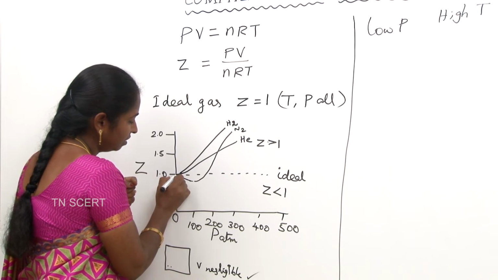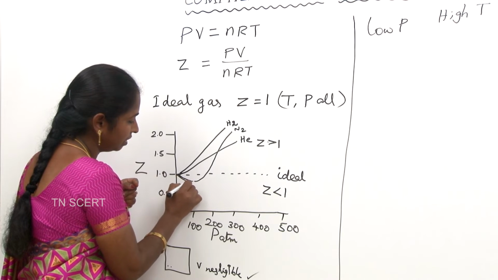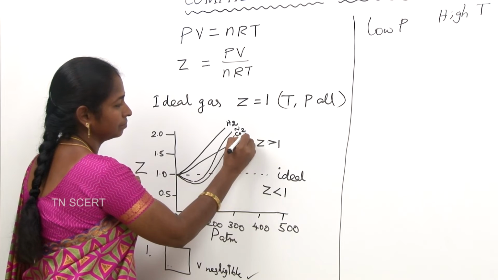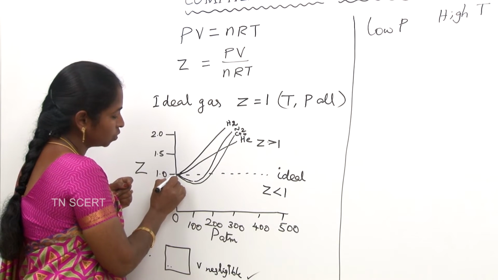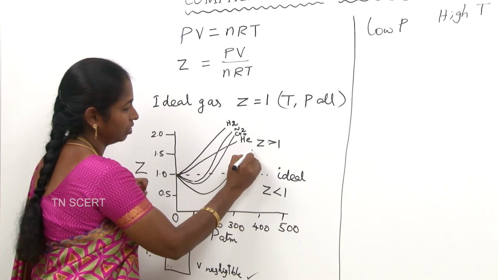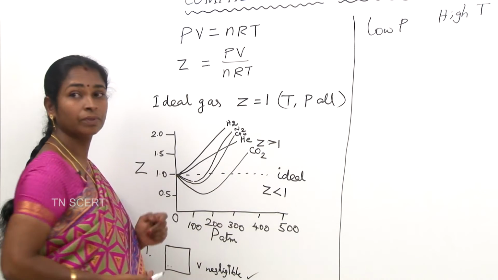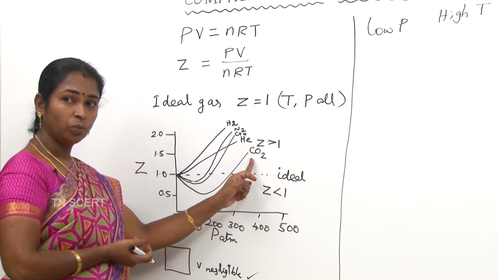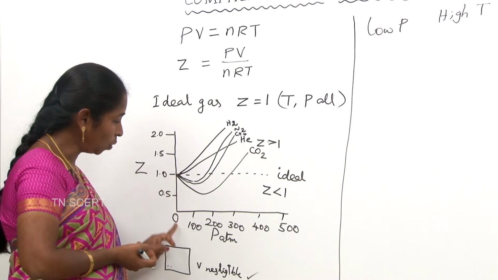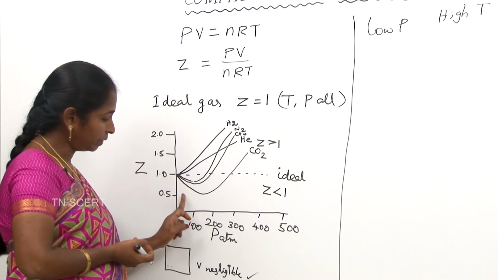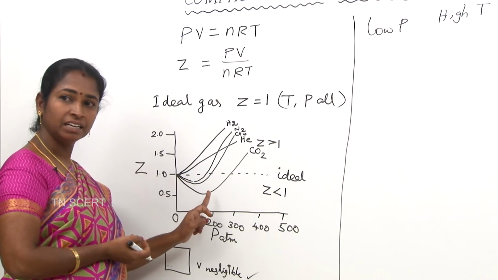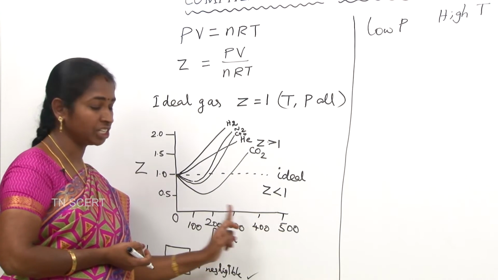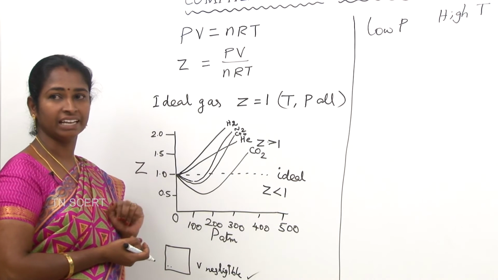For methane, the trend is similar to nitrogen, but with a little more deviation. It is for methane. Carbon dioxide shows more deviation than all the gases. So, all these gases obey the gas law at low pressure region. When the pressure is increased, there is a deviation in their behavior. That is, at high pressures, the gas acts as a real gas.